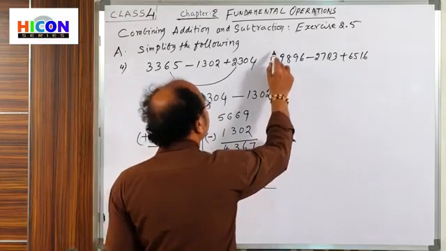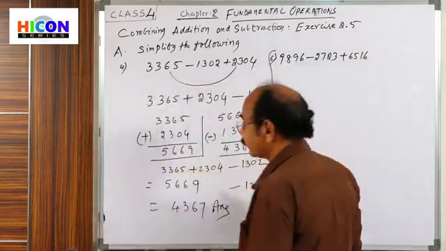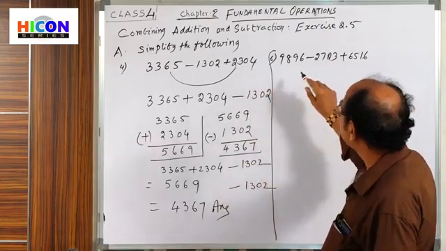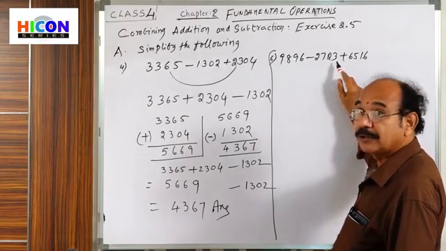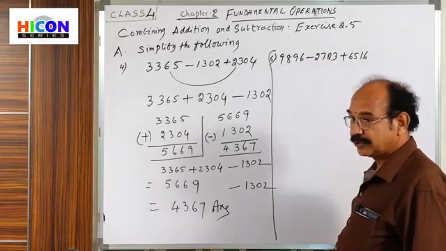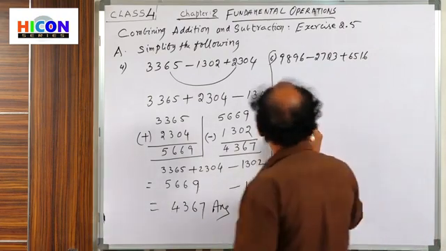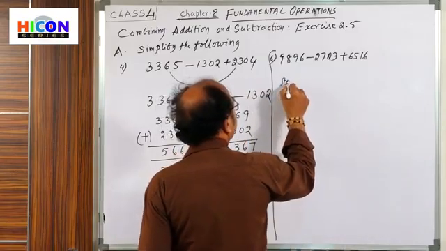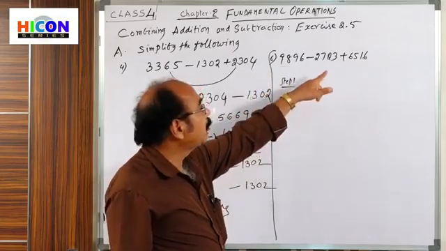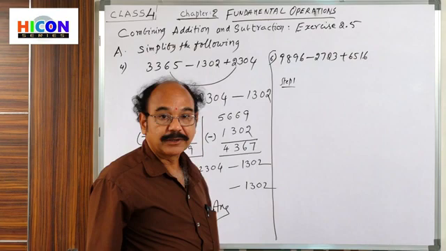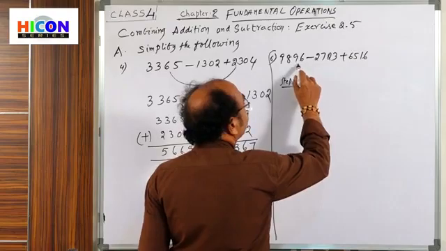Like this, you come to one more. That is the sixth one. Simplify 9896 minus 2723 plus 6516. Okay, so in step 1, what do we do here? In step 1, add the first number to the number with the plus sign before it. That means the two numbers are to be added.